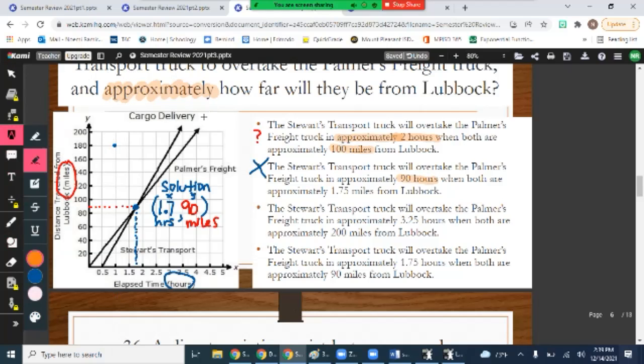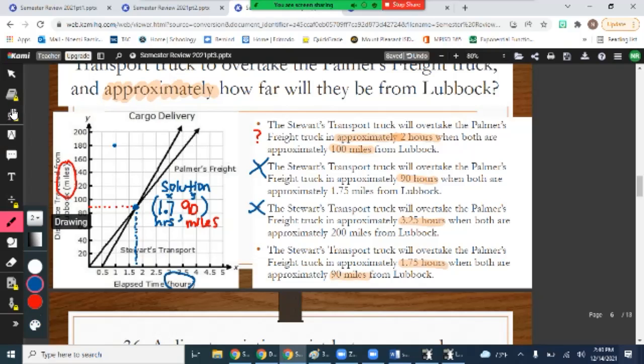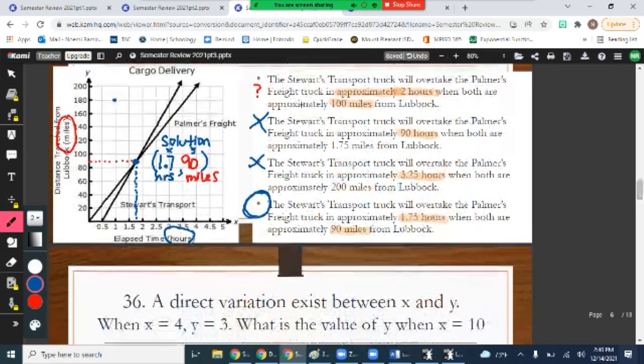Okay. Next one, 3.25 hours. Is it anywhere close to 3.25? 1.7. I mean, it's closer than 90 hours, but A is still closer. So I'm not going to use that one. Okay. Now let's look at this last one, 1.75 hours. Ooh, that's very, very close. And then 90 miles, exactly what I guessed. So between A and D, which one would you pick? D. Find the point of intersection. See if the units match. Usually you're going to be able to find your answers because on one of them, the units won't match.